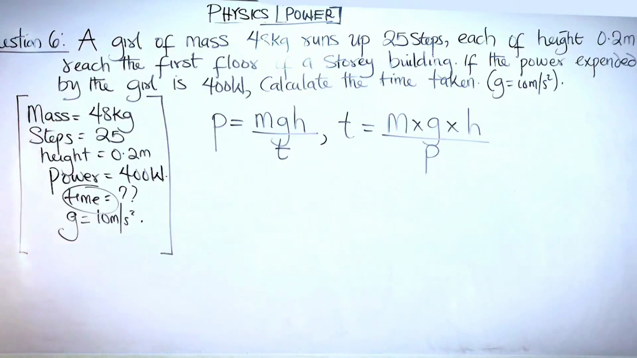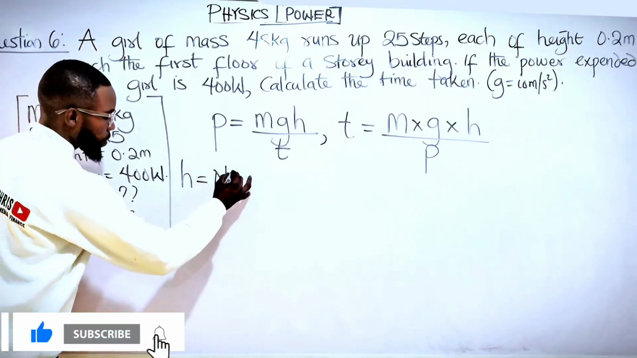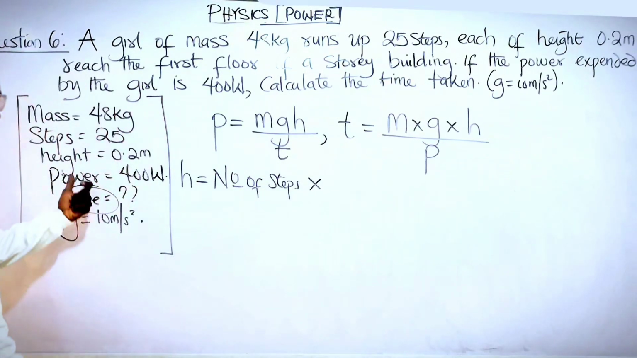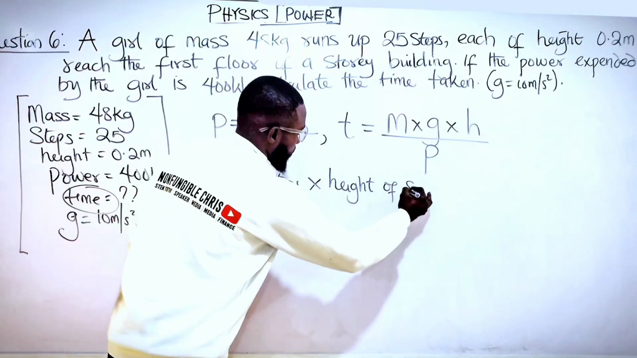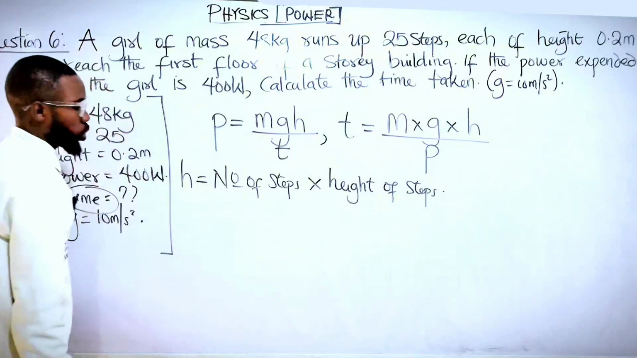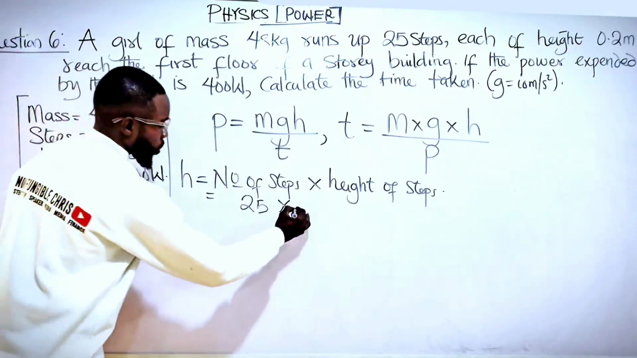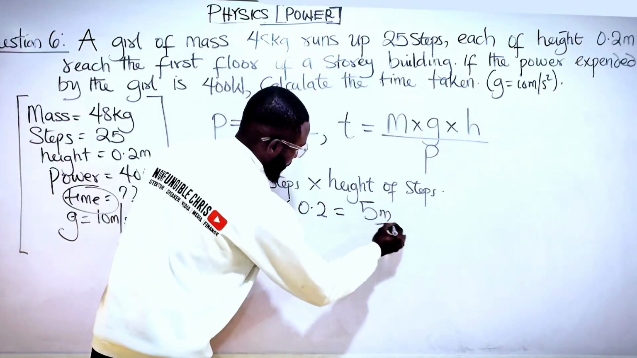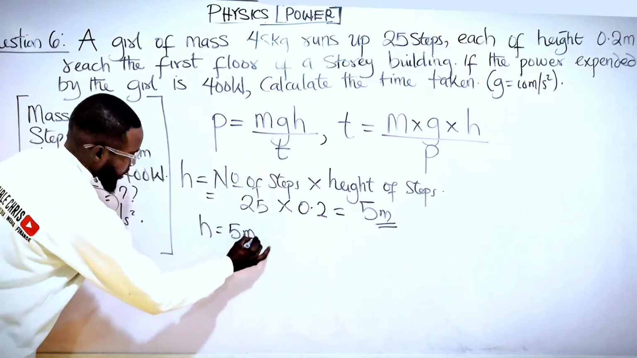But then we don't know what the height is. We have to multiply both of them. So our original height is the number of steps times the height of steps. Alright, so the number of steps was 25, and 25 times the height of steps, which is 0.2. When we do this, we have 5 meters. So therefore, we can see that our height is 5 meters.